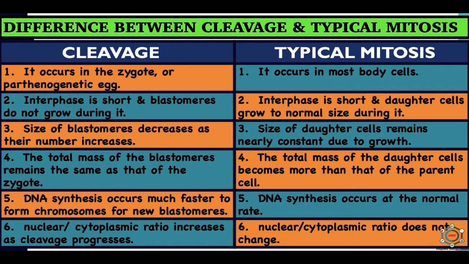In cleavage, the total mass of the blastomeres remains the same as that of the zygote, while in typical mitosis, the total mass of the daughter cells becomes more than that of the parent cell. In cleavage, DNA synthesis occurs much faster to form chromosomes for new blastomeres, while in typical mitosis, DNA synthesis occurs at the normal rate. In cleavage, the nucleocytoplasmic ratio increases as cleavage progresses, while in typical mitosis, the nucleocytoplasmic ratio doesn't change. So these are the main differences between cleavage and typical mitosis.